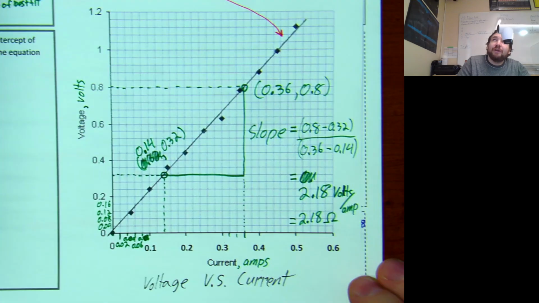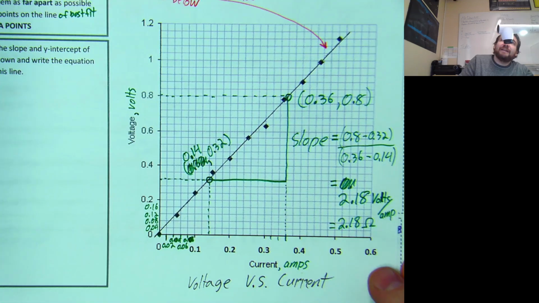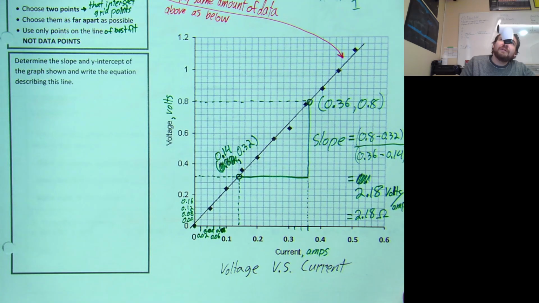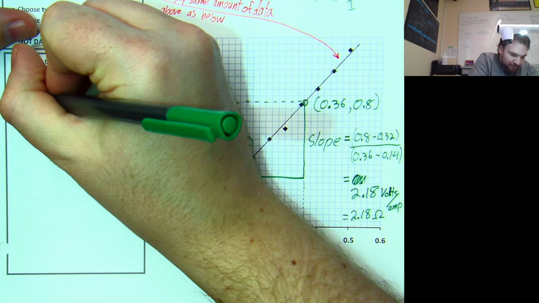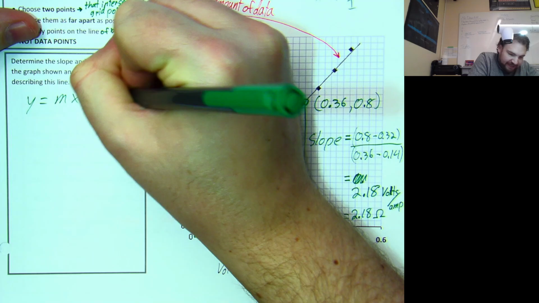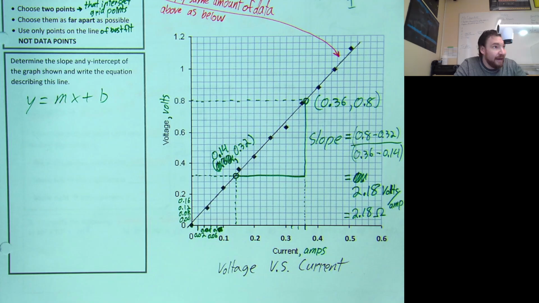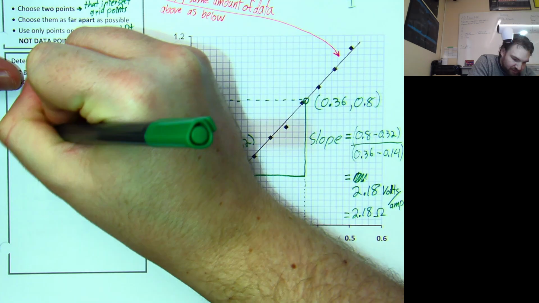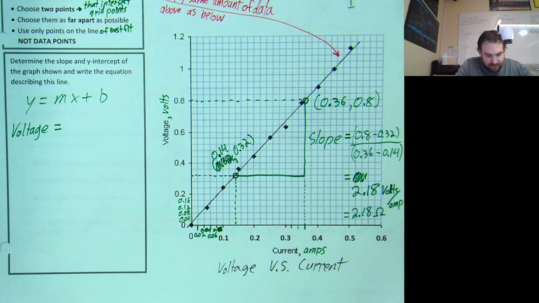Okay, so now we're going to write out the equation for our line of best fit. Let's zoom this out so it's all on here. So we're going to start with y equals mx plus b, and we're going to fill this in. What is y representing? What have we labeled the y-axis as? Voltage. So my voltage is going to equal what?